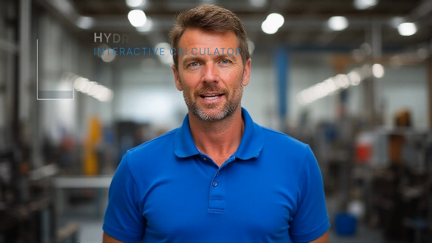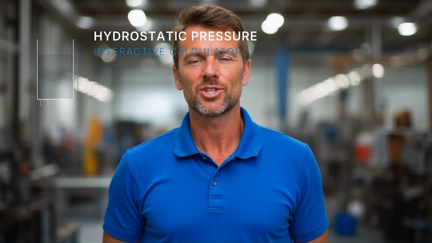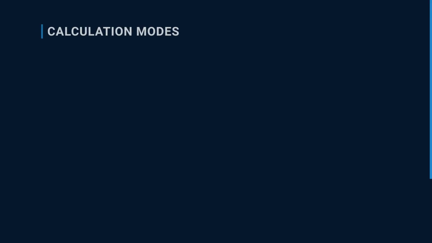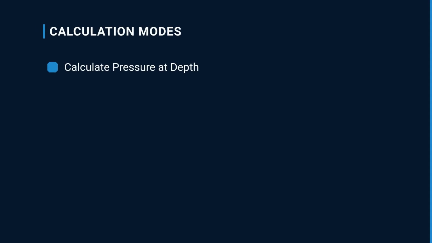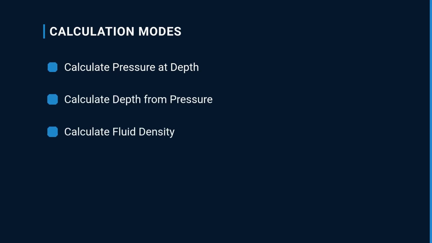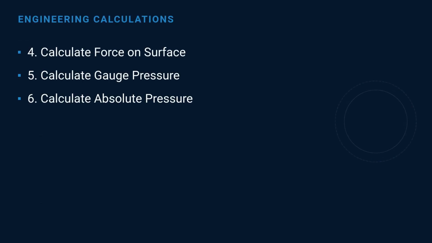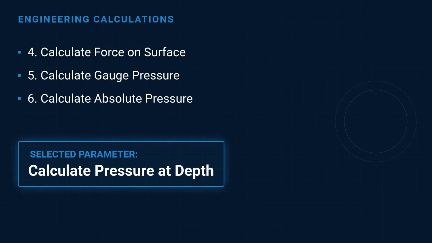Welcome to the Hydrostatic Pressure Interactive Calculator, which solves fluid pressure problems in engineering applications. This calculator features a calculation mode dropdown with 6 options: calculate pressure at depth, calculate depth from pressure, calculate fluid density, calculate force on surface, calculate gauge pressure, and calculate absolute pressure. For this demonstration, I'm selecting Calculate Pressure at Depth.